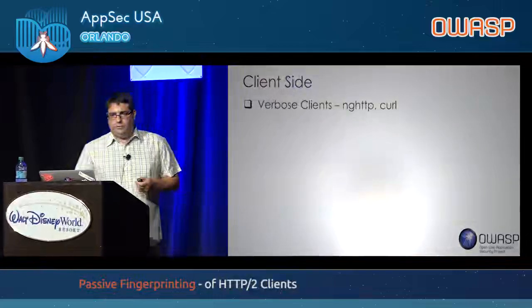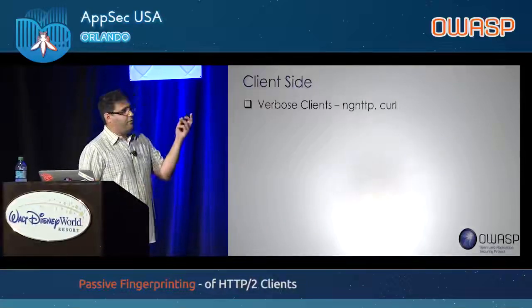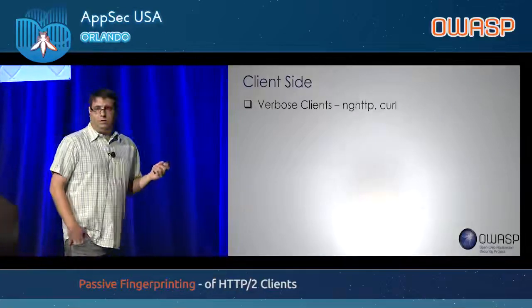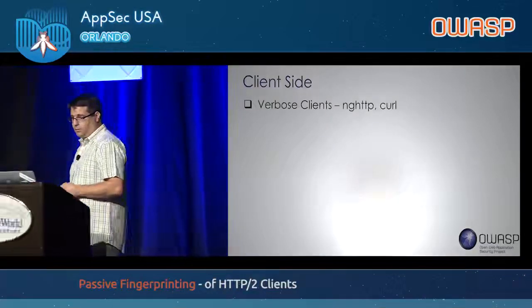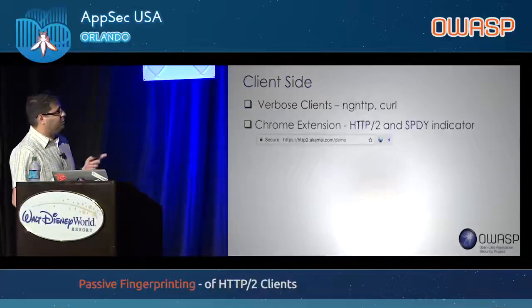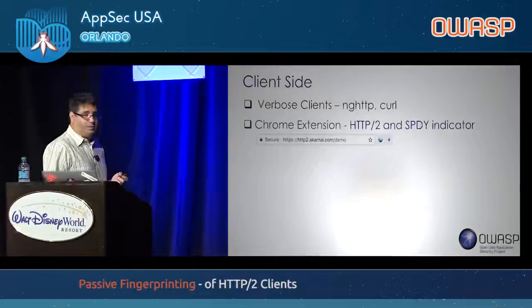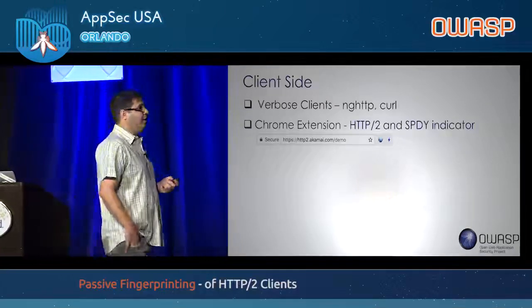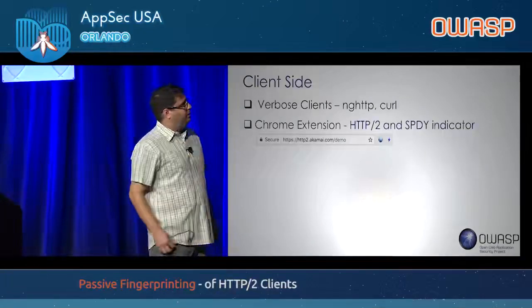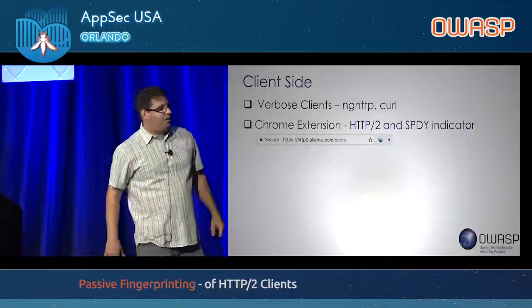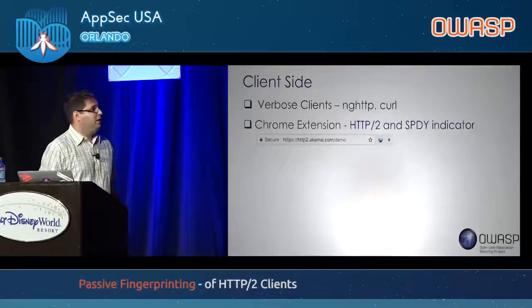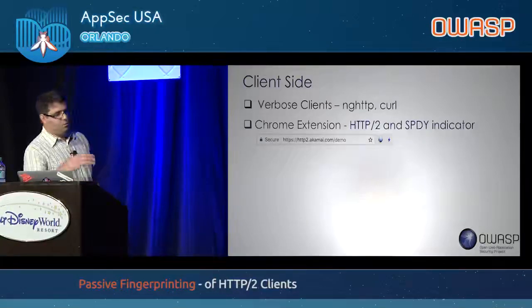And on the client side, if you want to observe the messaging, you can either use verbose clients like NGHTTP or curl. There's one of the curl builds that supports HTTP2. But a nicer option would be to install that cute Chrome extension called HTTP2 and SPDY indicator. It would add that flash you see on the right to the URL bar, and whenever you are browsing to a site which is using HTTP2, it would flash blue. Otherwise, it would be gray.